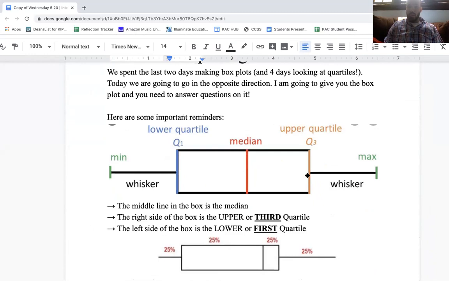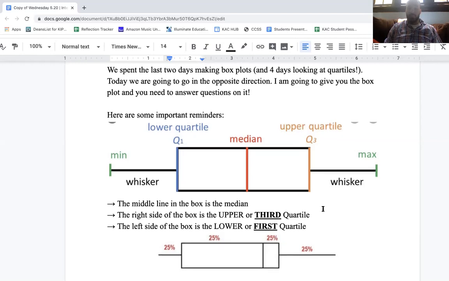Over here, right-hand side, is our upper quartile. This is also called the third quartile. So I mixed it in today's classwork. Sometimes I call it upper quartile, sometimes I call it third quartile. You need to be ready and familiar with each. This is called the lower quartile, sometimes referred to as the first quartile. So if I'm talking about the first quartile, I'm talking about the lower quartile. Of course, we have our minimum and our maximum.